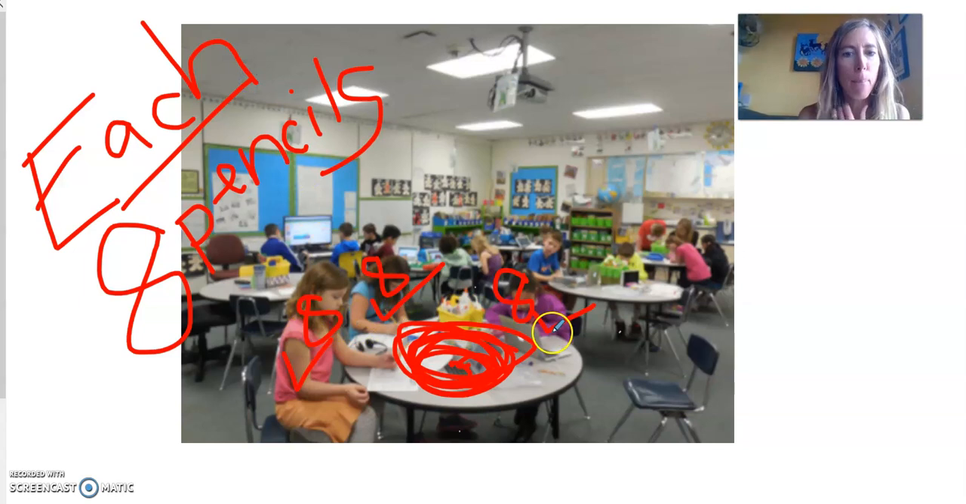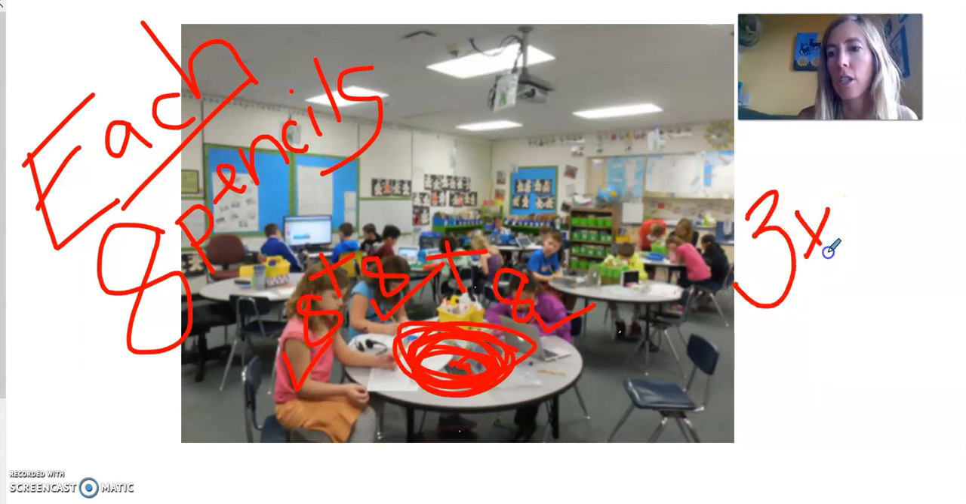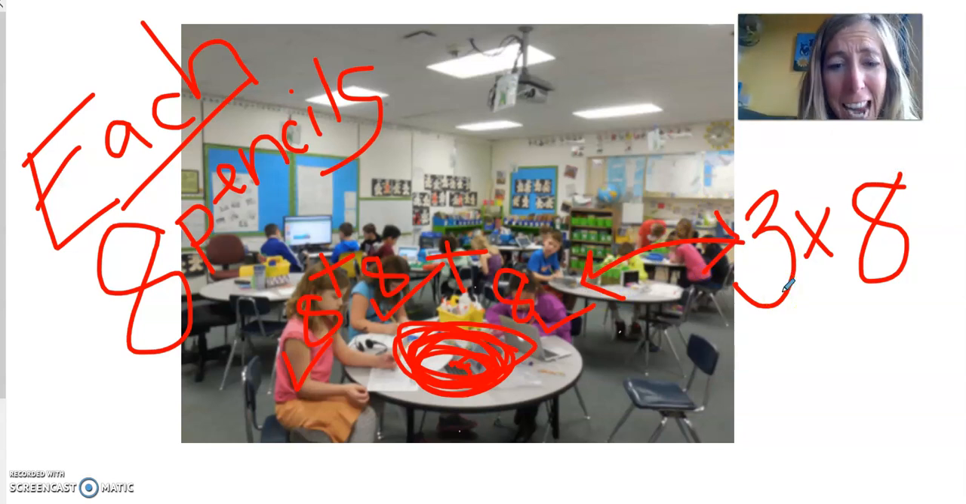And when that happens, when something is happening over and over again, repeated addition, we could write 8 plus 8 plus 8. Or we could say that's the same thing as 3 people each times bringing in 8 pencils. That means the same thing. 8 plus 8 plus 8 is the same thing as 3 times 8. Awesome. And now we'd say, well, how much is that?